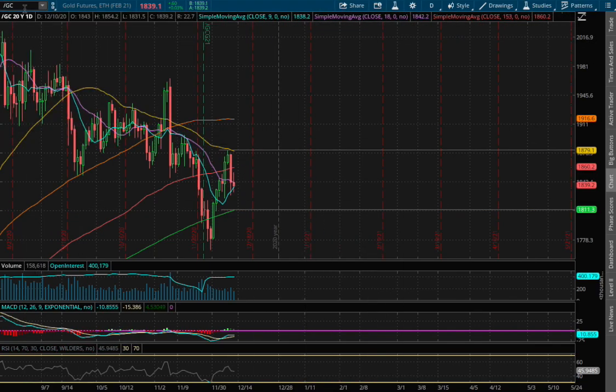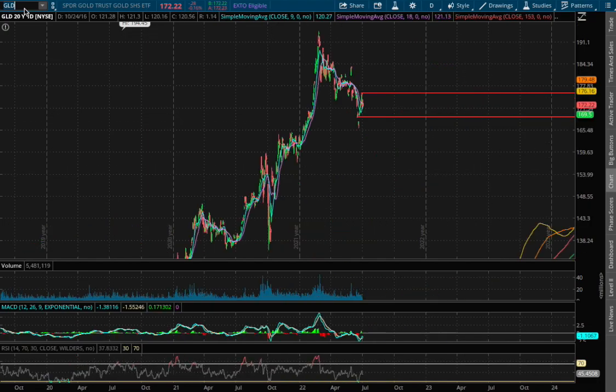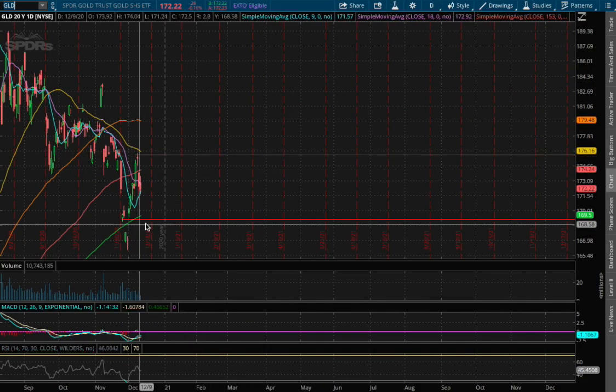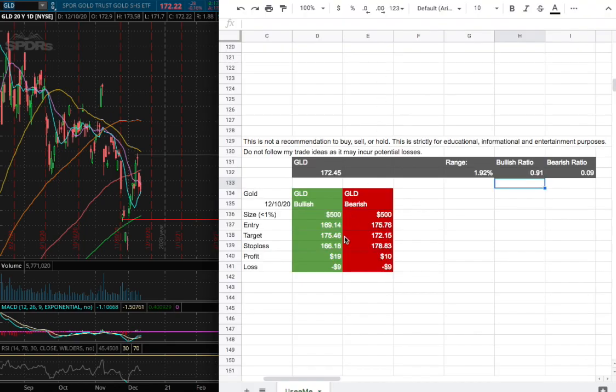As for the trade idea of the week, I'll be trading GLD, and my position size is less than 1% of my portfolio, and my long entry is at $169.14, and that is this range here. As for my sell target, that's at $175.46, and my stop loss is at $166.18.